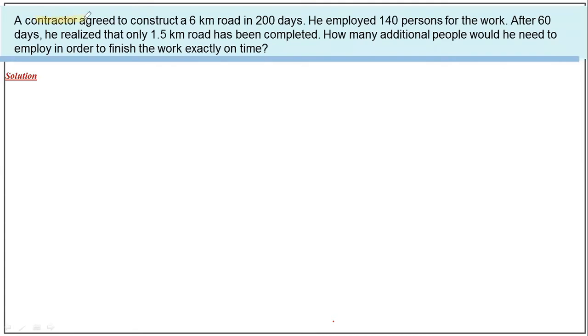A contractor agreed to construct a 6-kilometer road in 200 days. He employed 140 persons for the work. After 60 days, he realized that only 1.5-kilometer road has been completed. How many additional people would he need to employ in order to finish the work exactly on time?